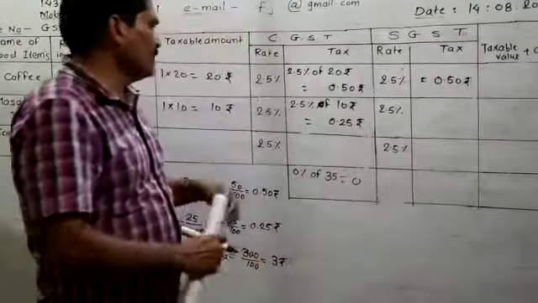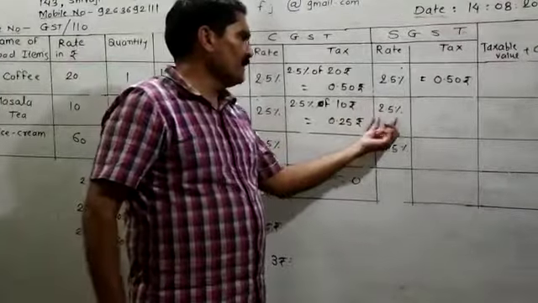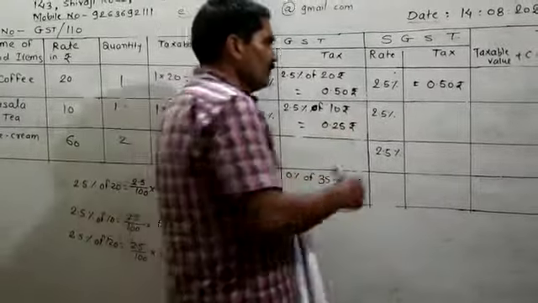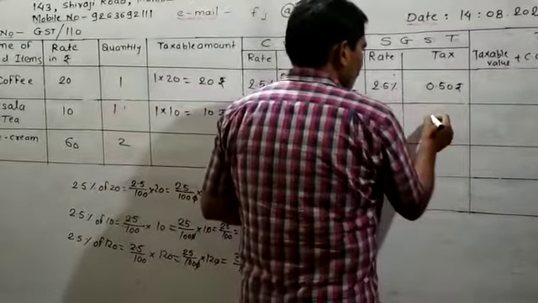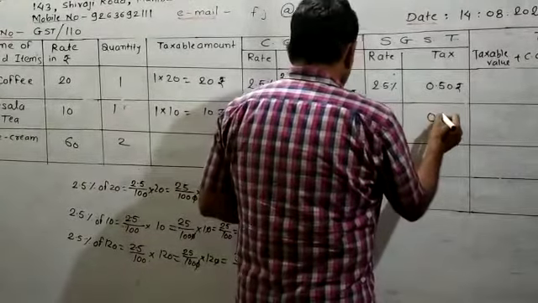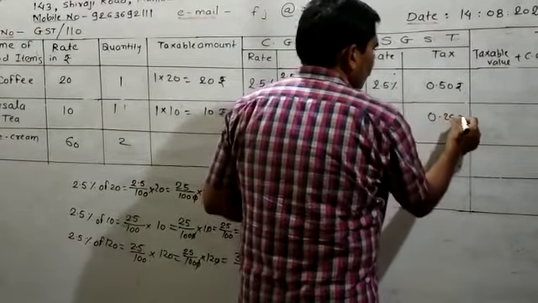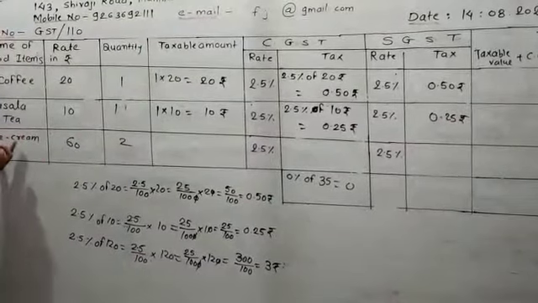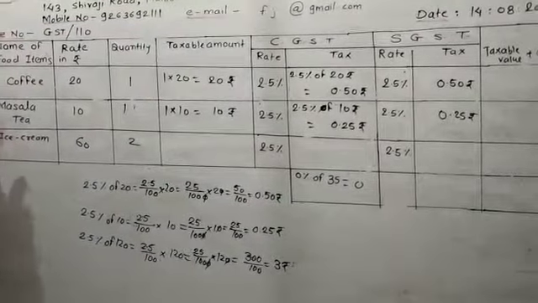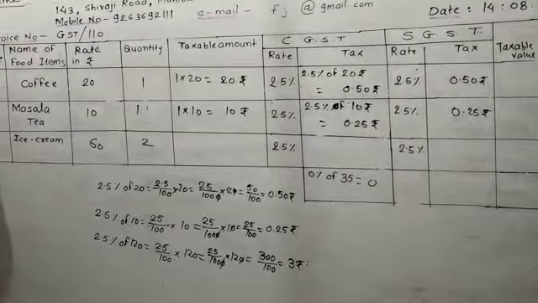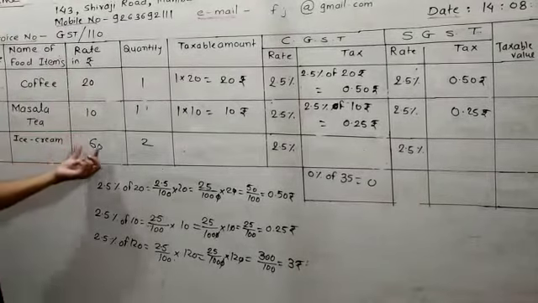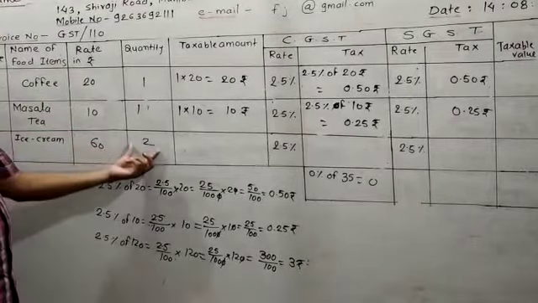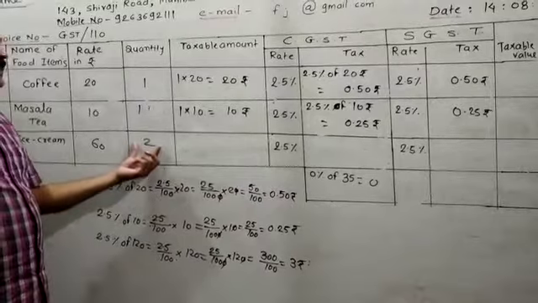The rate of CGST is equal to the rate of SGST. The amount of CGST is equal to the amount of SGST, which will come 0.25 rupees. Then what you have to do? You have to see that the SCC code of the ice cream is 9962. The rate in rupees is 60 rupees. The quantity of the ice cream is 2.